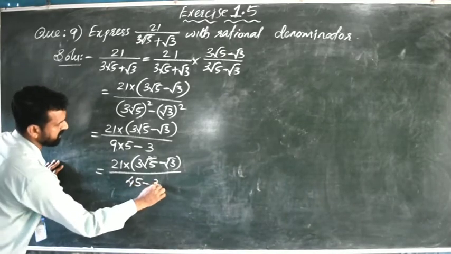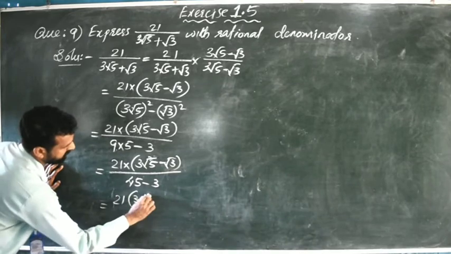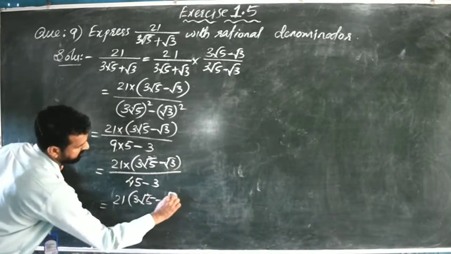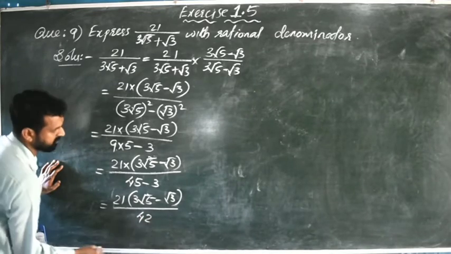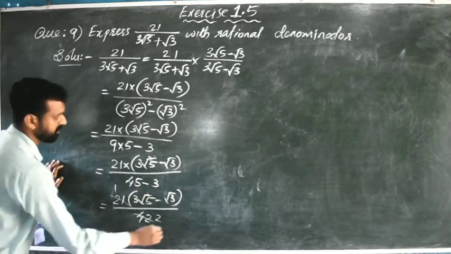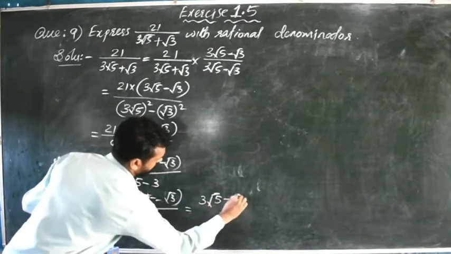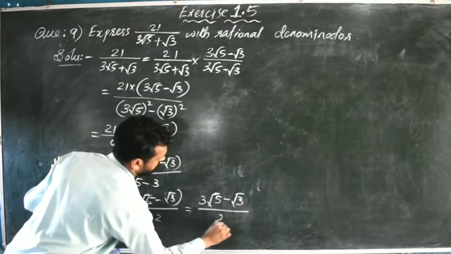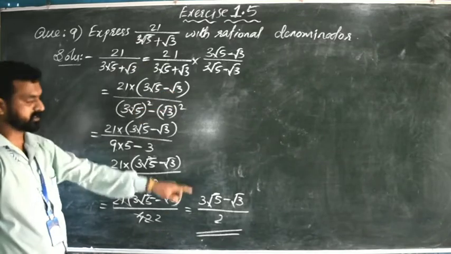That is equal to 21 into (3 root 5 minus root 3) divided by 9 fives are 45, minus 3, that is 42. 21 ones are 21, 21 twos are 42. So what is the answer? (3 root 5 minus root 3) divided by 2. That is the answer. Now we have expressed it with a rational denominator.